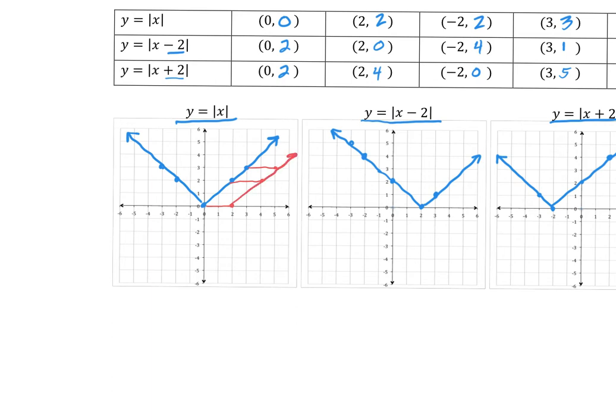So that's one side of this absolute value graph. And then continue on, 2 to the right, 2 to the right. I get the rest. So this would be our y equal to the absolute value of x minus 2.